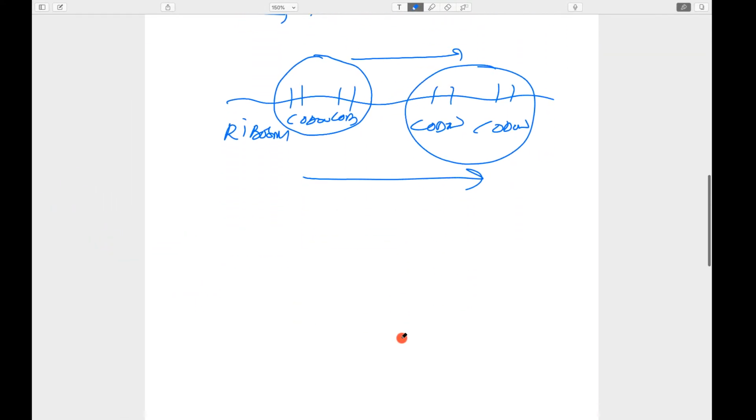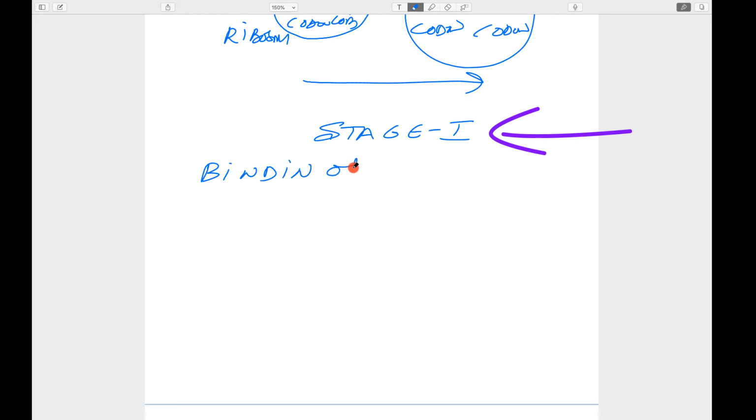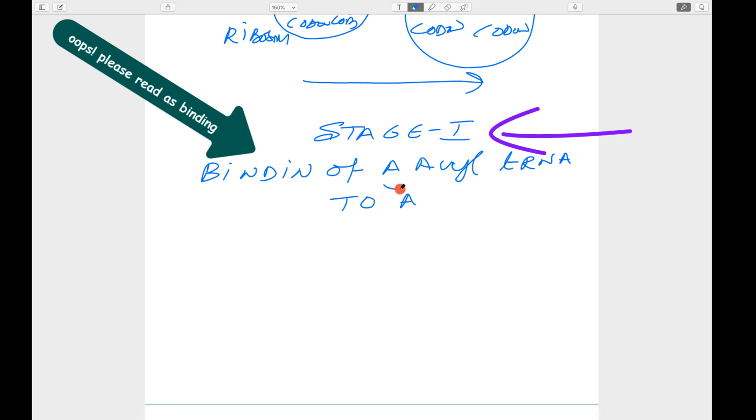Now we'll study in detail. The first one, as I said, is stage 1: shifting of amino acid transfer RNA to the A site. Simply, I can say binding of aminoacyl transfer RNA to the A site. Who directs it? That is the codon on the messenger RNA.